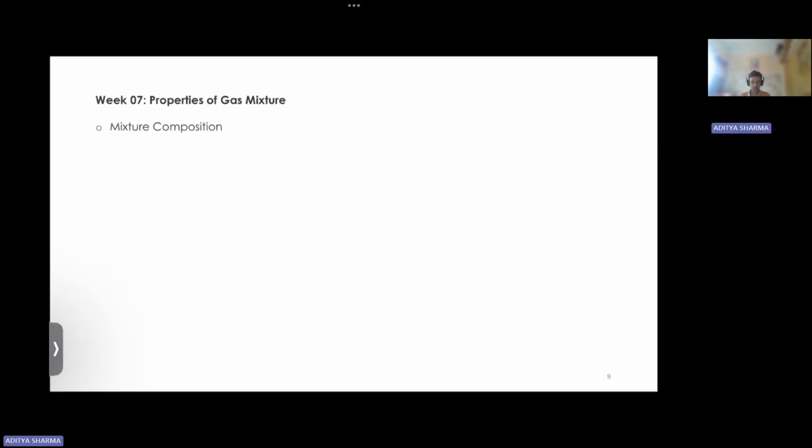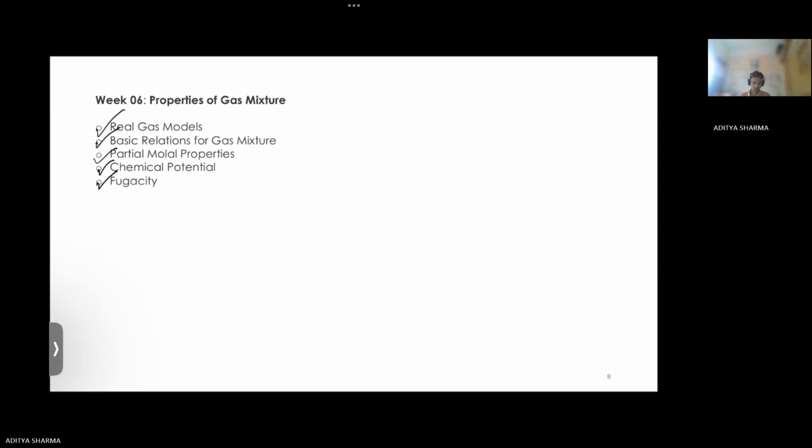After that, week number 7, that is properties of gas mixture. So in the previous week we saw the real gas models and some properties. Now the theme remains the same in this week. One important topic that has been covered in this week is your mixture composition.